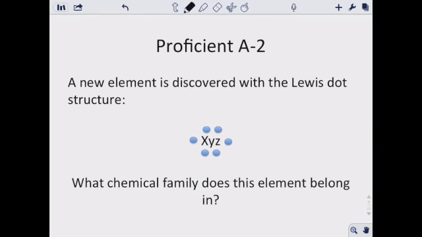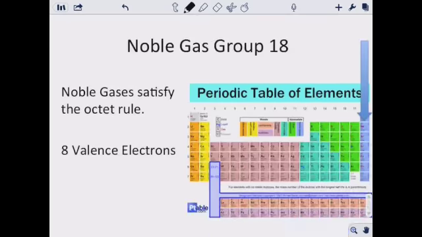Our next one, the proficient level example, says a new element is discovered with the Lewis dot structure shown down here, and the question is, what chemical family does this element belong in? If we look at it, how many dots does it have? 1, 2, 3, 4, 5, 6. So it has 6 valence electrons, so it would be in group 16. That is our oxygen family, and that's where it would belong.